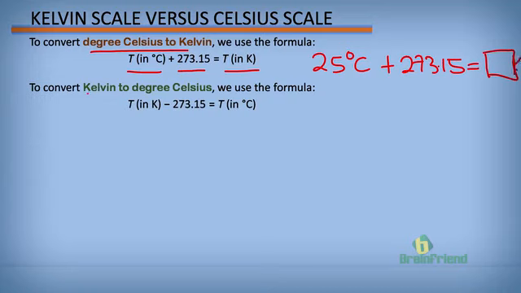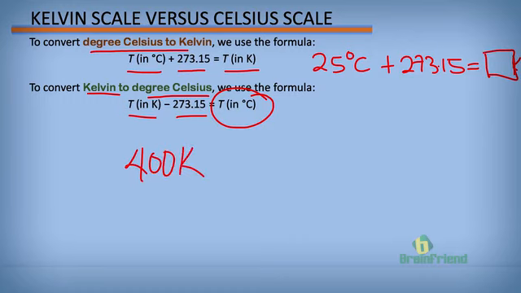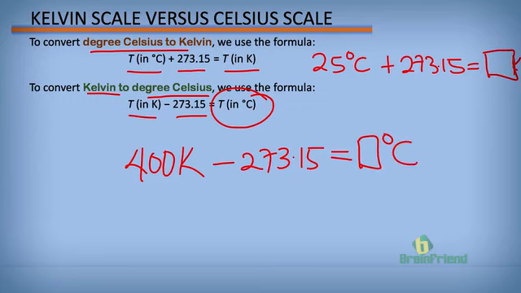Now, also to convert Kelvin to degrees Celsius, we use this formula. Whatever is given to you in Kelvin, you subtract 273 from it, and whatever you get as your answer will be in what? Degree Celsius. So if you're given, say, 400 Kelvin to convert to Celsius scale, all you need to do is to subtract 273.15 from it, and whatever you get will be your answer in degree Celsius. So this is how we go from Kelvin to Celsius, or from Celsius scale to Kelvin.